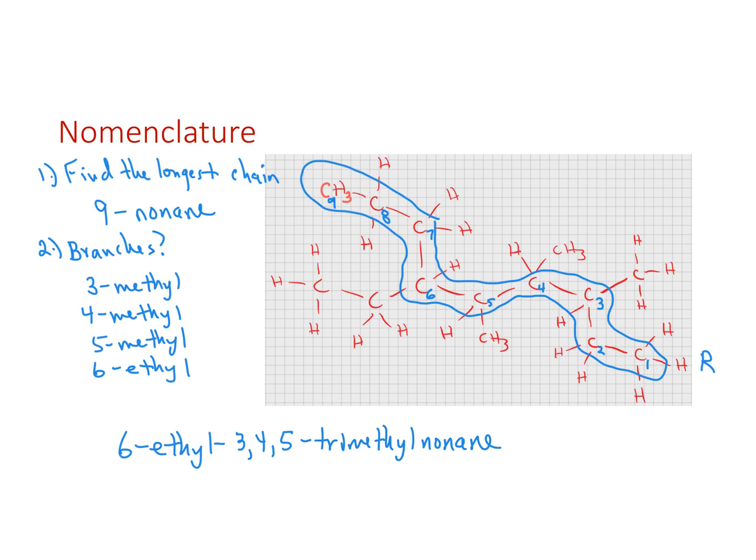Quite the long name, but it basically tells us I've got a 9 carbon alkane, that I have an ethyl group on the 6th carbon, and 3 methyl groups, one on the 3rd, the 4th, and the 5th carbon. Remember, when we're putting these together, we alphabetize these based on the name of that branch. So E comes before M, so ethyl group comes before methyl group in the naming.